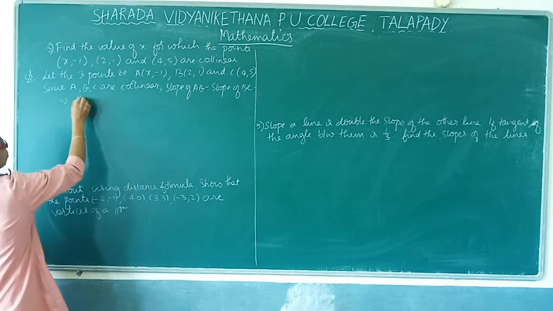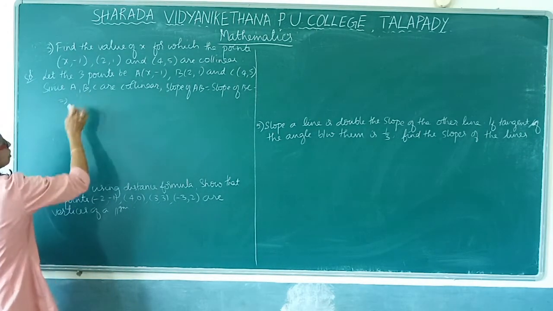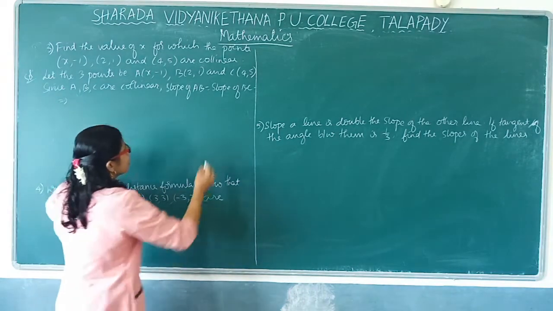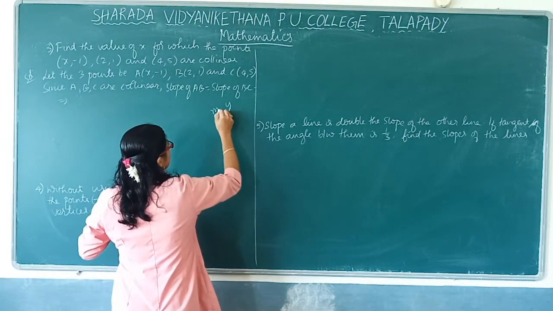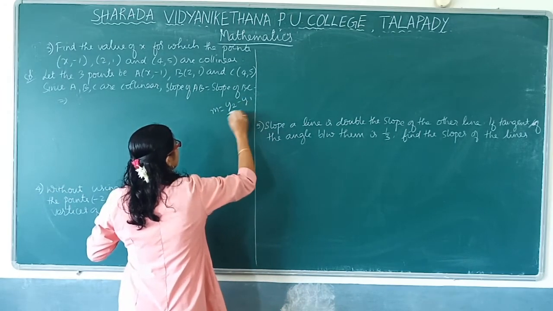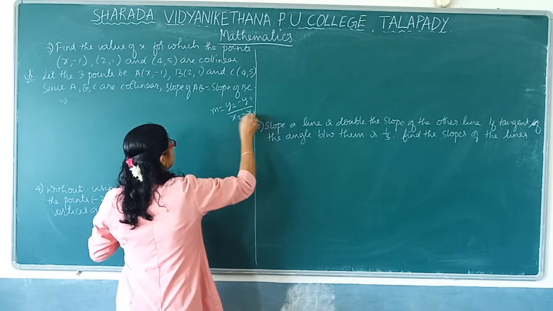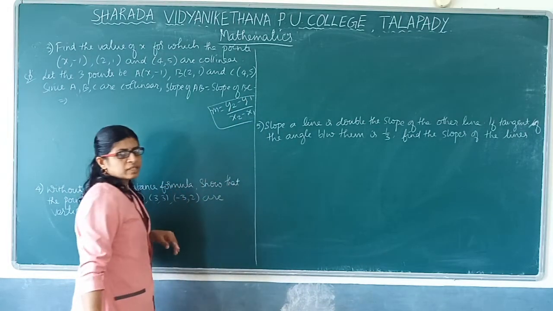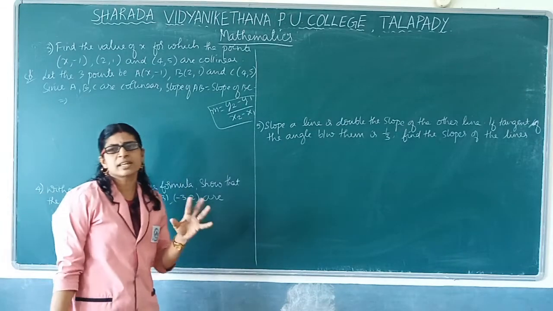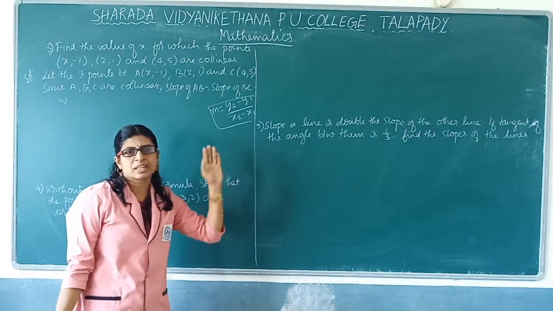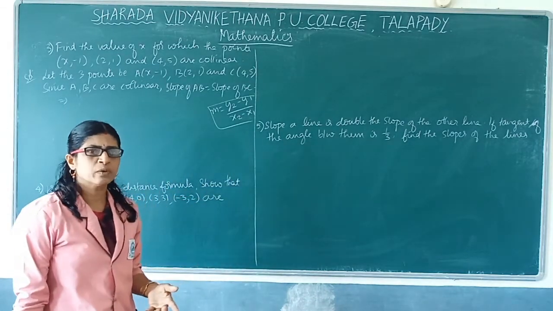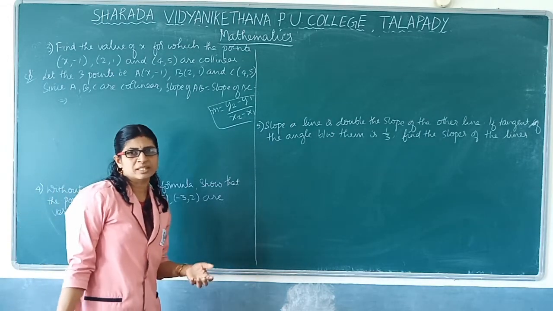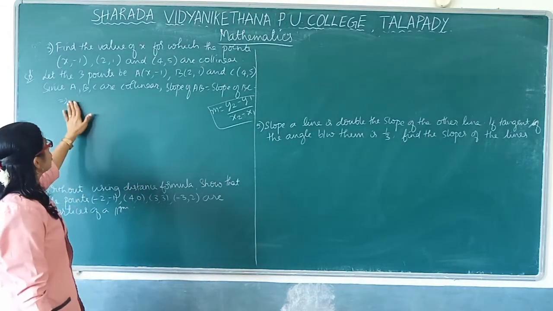We can apply the formula y2 minus y1. I will not write the formula. We will apply this formula. What is that? M is equal to y2 minus y1 by x2 minus x1. It is known already. The previous class I have discussed. So because the coordinates are given, we have to apply this formula. Inclination is not given here. So m is equal to tan theta cannot be applied in this context. Okay. So what is slope of AB?